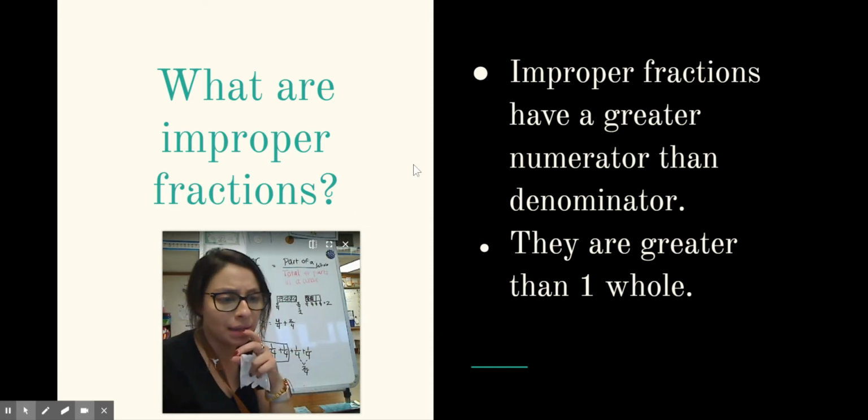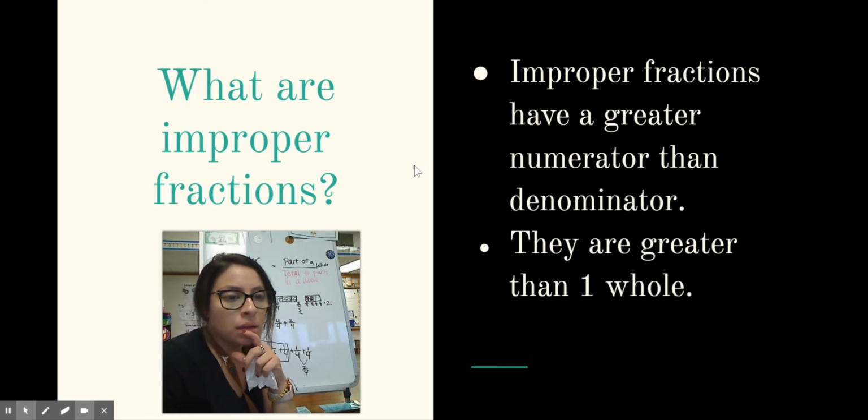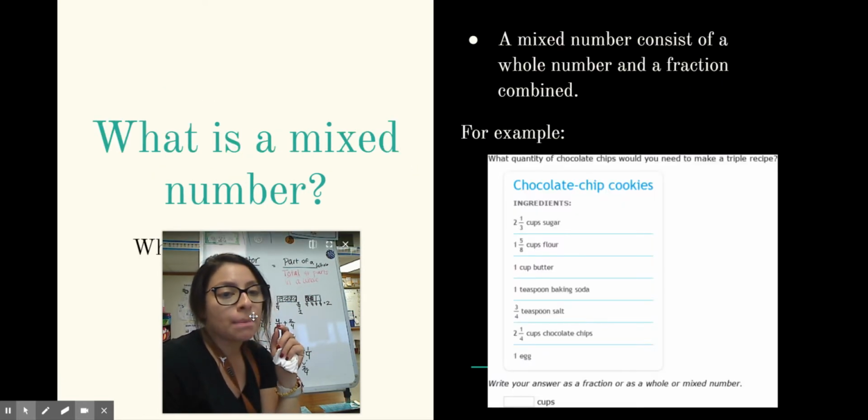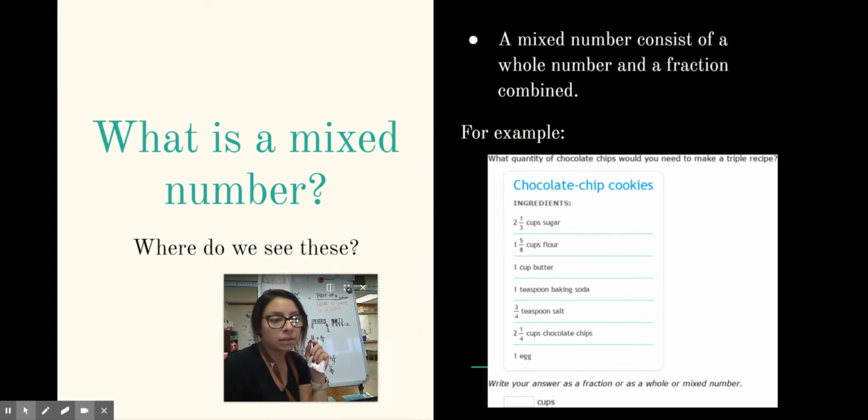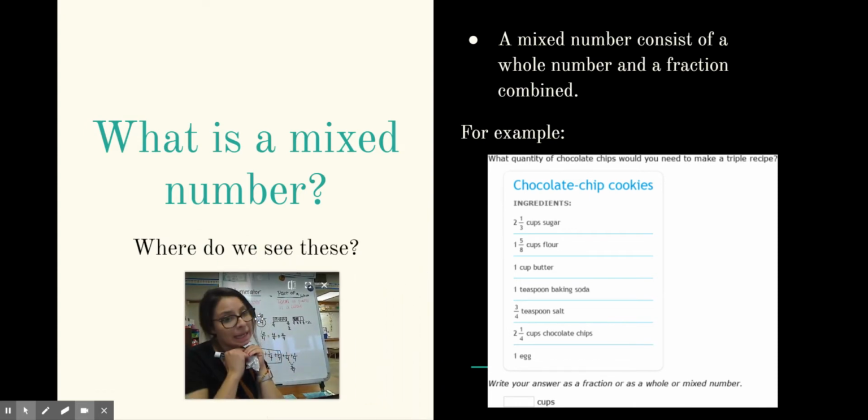So let's see what this next slide says. Our next slide says, what is a mixed number? And let's find another spot for me, shall we? Let's just make me smaller, please, all around. So what is a mixed number? Where do we see these? It says a mixed number consists of a whole number and a fraction combined.